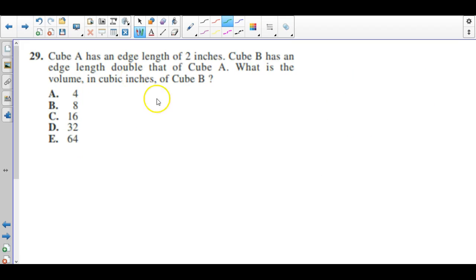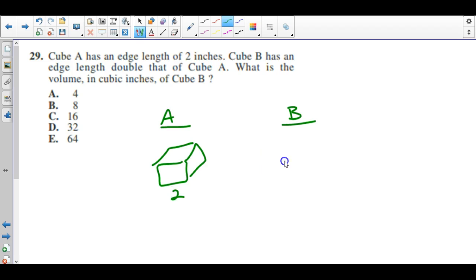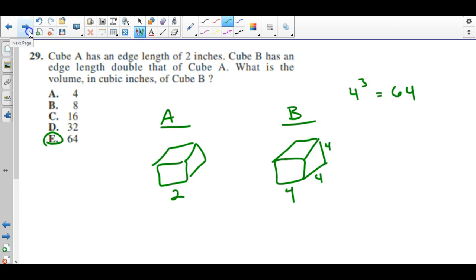Next one is talking about two different cubes. We have cube A and we have cube B. Cube A has an edge length of 2 inches. Cube B has an edge length that is double what cube A is, so the length of the edge is 4. And what is the volume of cube B? If it's a cube, all of your sides are equal. To get volume, you just take 4 to the third power, 4 times 4 times 4 being 64. So that would be 64 cubic inches.